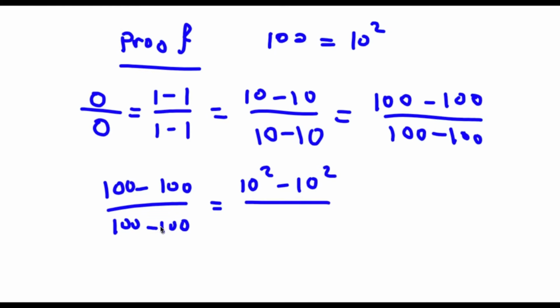However, for my denominator, this is going to be different. 100 is also the same thing as 10 times 10. Well, 10 times 10 is the same thing as 10 squared. However, I'm not going to write 10 squared. I'm just going to write 10 times 10 for my denominator. So now I have 10 times 10 minus 10 times 10.